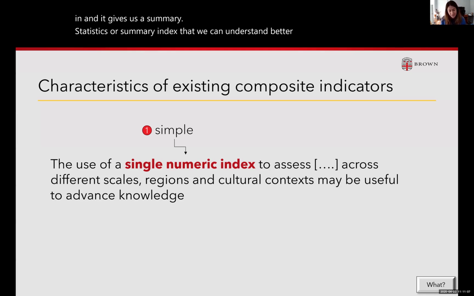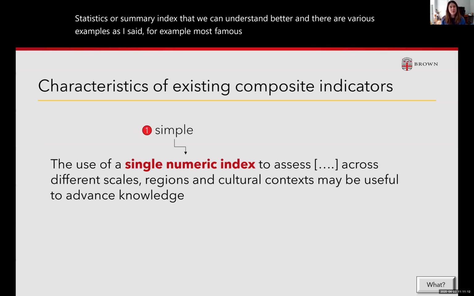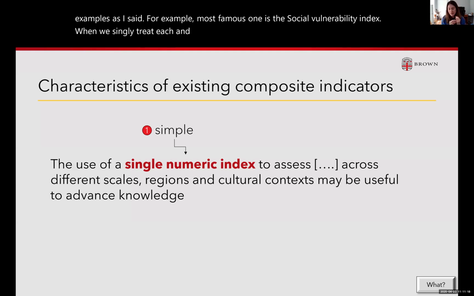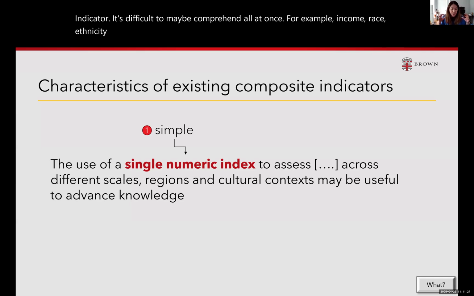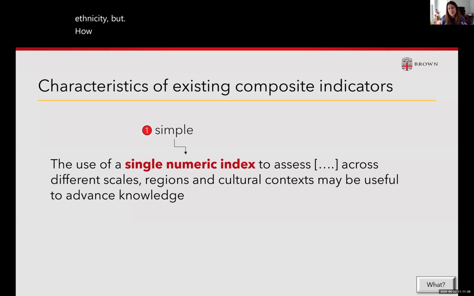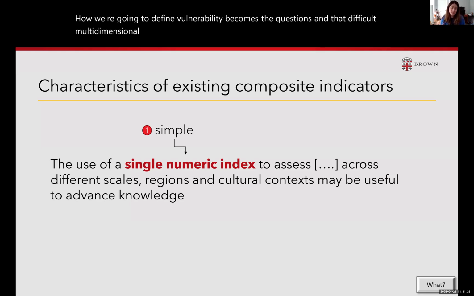There are various examples, as I said. For example, the most famous one is the social vulnerability index. When we treat each and every indicator singly, such as income, race, and ethnicity, it's difficult to comprehend all at once. How we are going to define vulnerability becomes the question, and that difficult multidimensional question is comprehended by the use of these indexes.